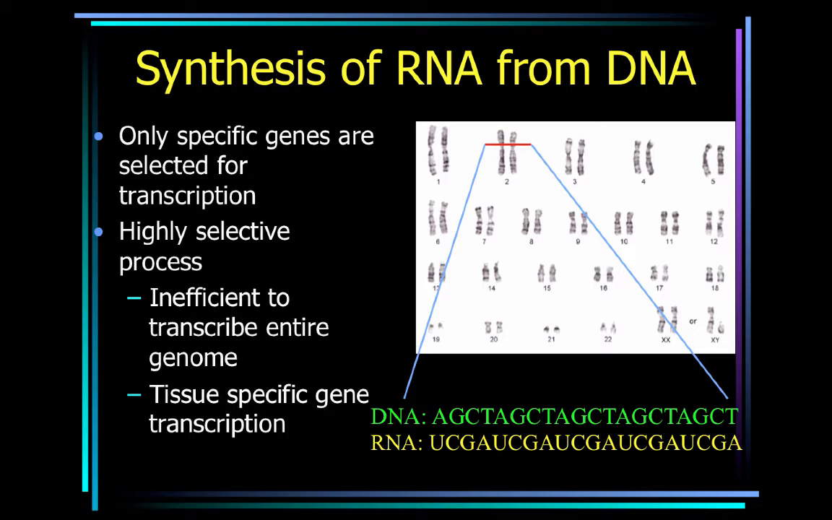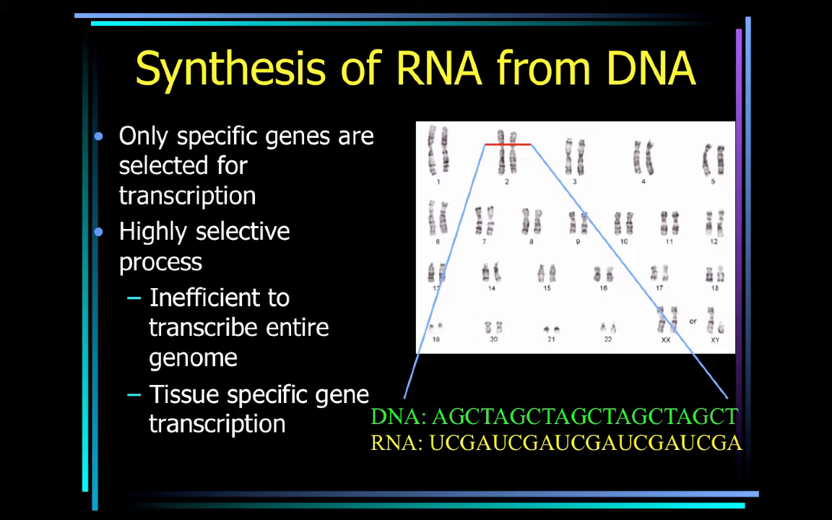So, for example, here in this karyotype, if we've got this portion of chromosome 2 that codes for a gene for a specific trait, and the DNA code is this code down here in green, then we would be creating an RNA code as shown here in yellow. Basically, it's going to be the complement to the DNA, but instead of thymine, you're going to have uracil replacing it. So this production of messenger RNA is really a highly selective process.